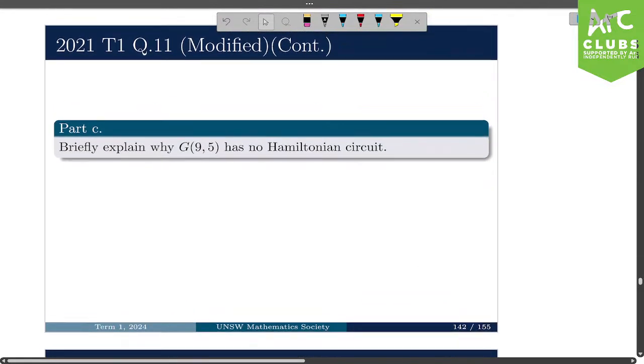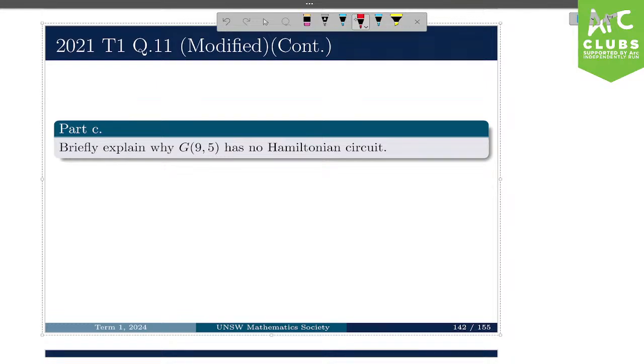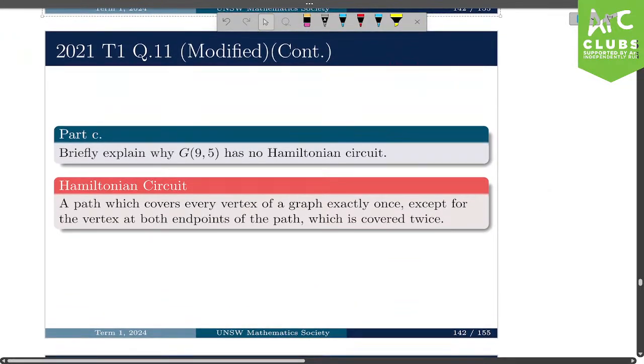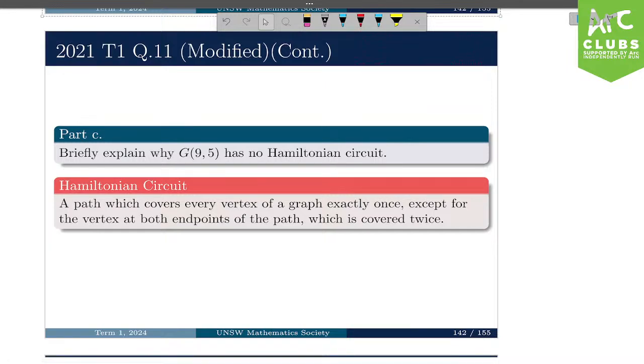Cool. And now next question is, hopefully no questions, right? Okay, cool. Next question is explain why G95 has no Hamiltonian circuit. This one's very tricky, but let's try, and first let's define what a Hamiltonian circuit is. A Hamiltonian circuit is a circuit, should be circuit, not path, I'll correct that. A Hamiltonian circuit is a circuit which, instead of visiting every edge, like an Euler circuit, it now visits every vertex exactly once, and then goes back to itself.